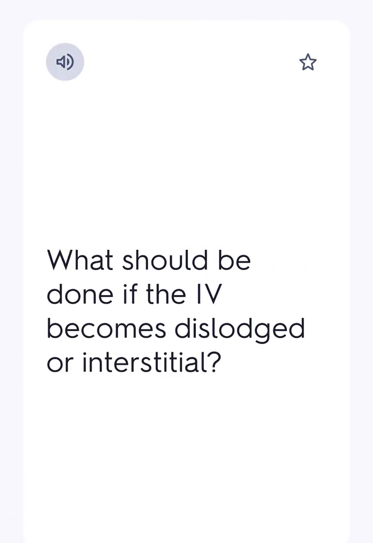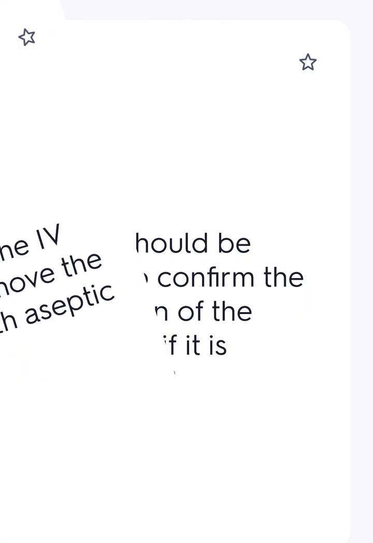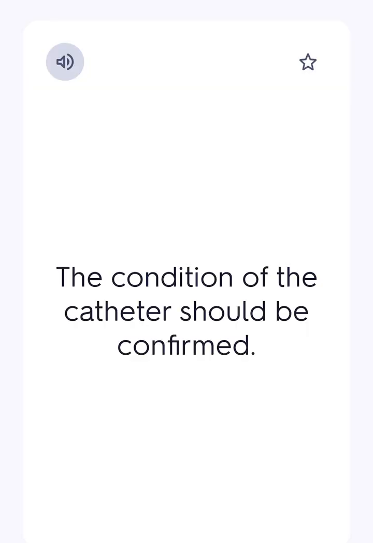What should be done if the IV becomes dislodged or interstitial? Discontinue the IV flow and remove the catheter with aseptic technique. What should be done to confirm the condition of the catheter if it is removed? The condition of the catheter should be confirmed.